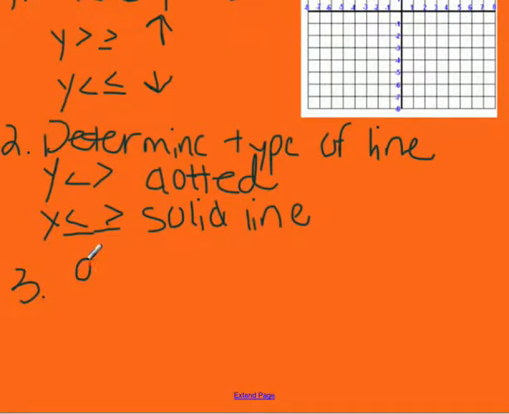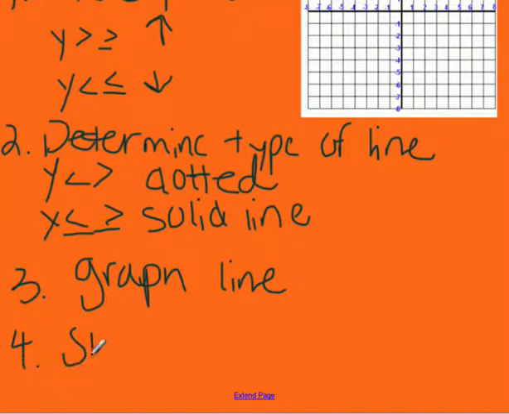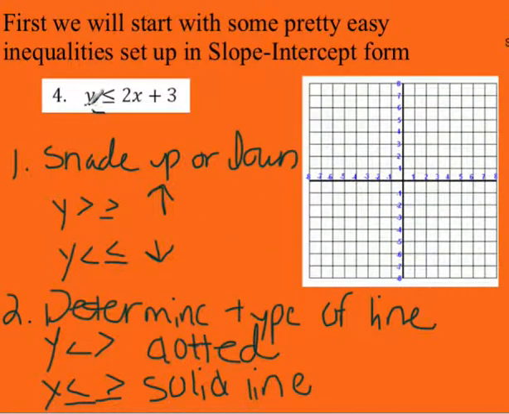Step number 3 is to graph the line. And step number 4 would be to shade. Okay, so let's take a look at this one. First thing I notice is that the alligator is facing away from the y, so I'm going to be shading down. Then I notice that there's a line underneath the inequality, so I'm going to have a solid line. So I'm going to go ahead and graph this.